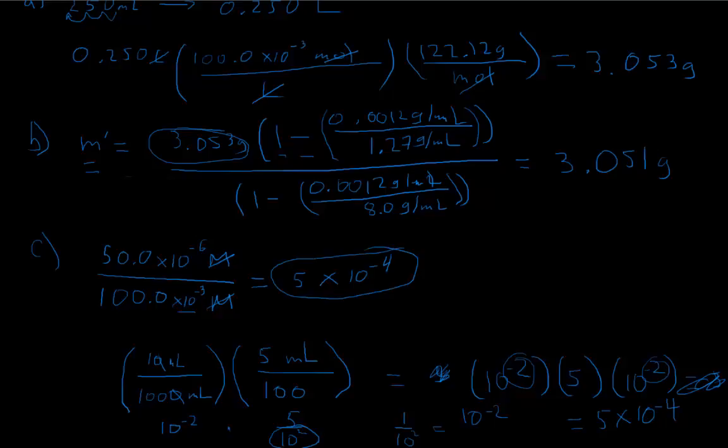So here's my procedure. Take 10 milliliters of the 100 millimolar solution, and add that to a 1,000 milliliter volumetric flask, dilute to volume. Then take 5 milliliters of that solution out, add it to a 100 milliliter volumetric flask, and dilute that flask to volume. When you're done with that solution, you will have a 50 micromolar solution. So that's how we do serial dilutions.